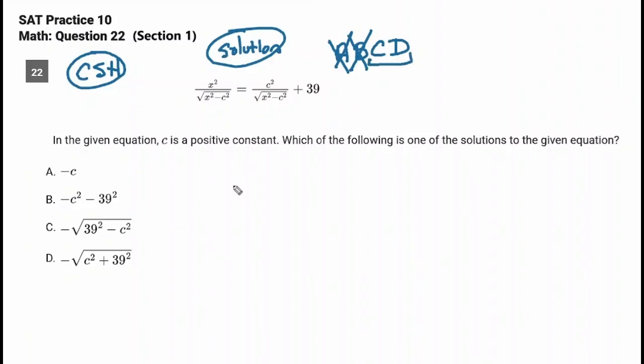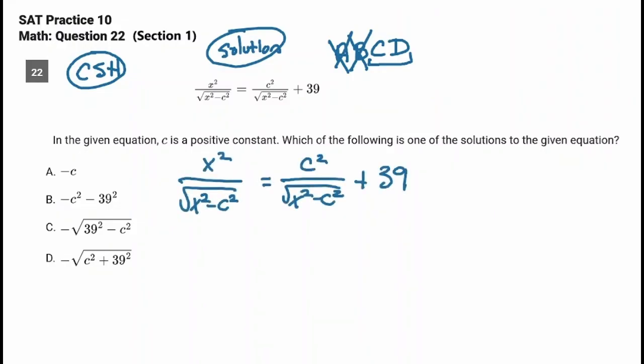As far as actually how to do this problem, you cannot plug in on this problem. C is a positive constant, and most of the time, when you have constants, that's Evil Testing Service preventing you from plugging in. So you've got to do some algebra. So the first thing is you got to rewrite this nasty equation. That process in itself kind of sucks. If we're looking for a solution, what are we looking for? We're looking for x. So our goal is to get x by itself.